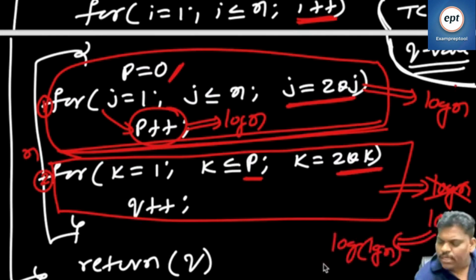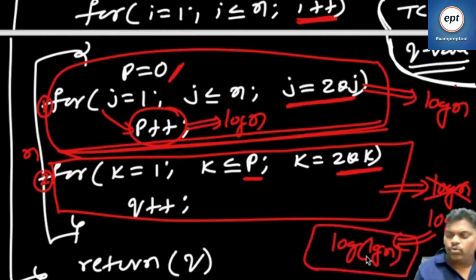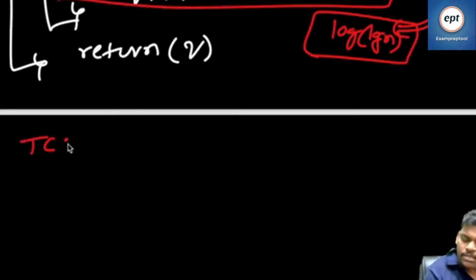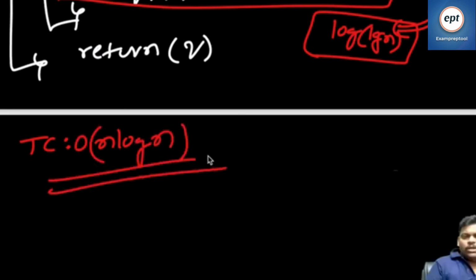So what I want to say is, the outer loop is n times, and inside there are 2 loops, one loop is log n and one more is log log n. So log n is the bigger one. Outside is n, inside the bigger is log n. So the time complexity of this program is n log n.